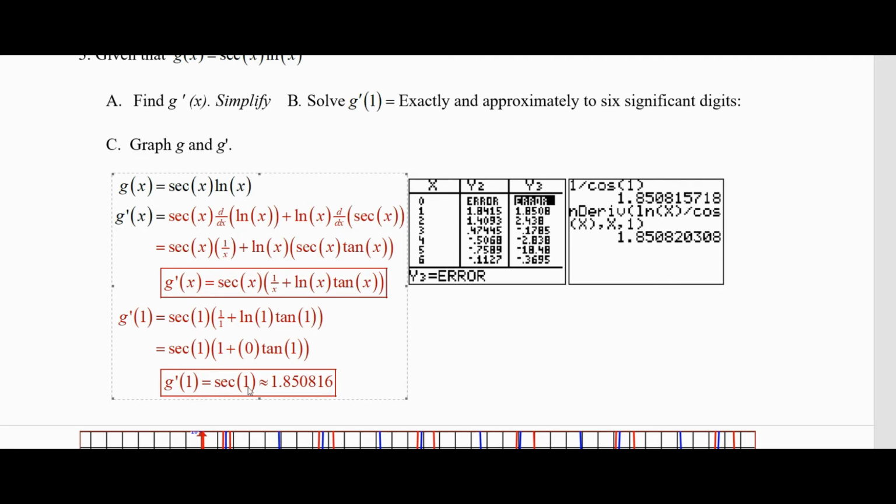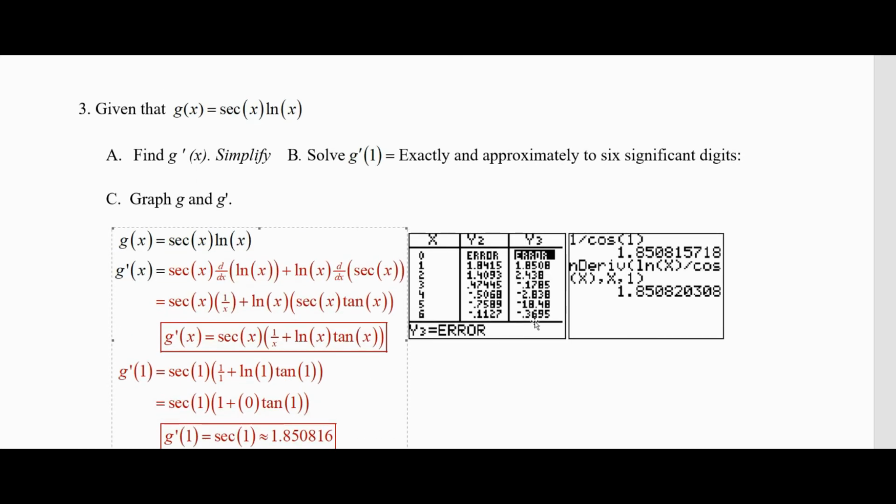And so the answer is secant of 1, which is approximately this, if you would do it out in a calculator here. Secant of 1 is, of course, 1 over cosine of 1, which I did here in a calculator. Of course, always be sure you're in radian mode, always in calculus on your calculator.